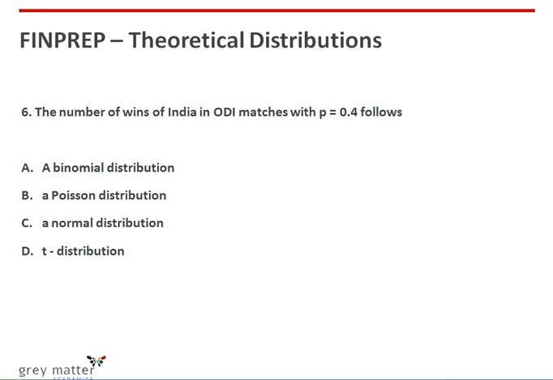Sixth question: the number of wins of India in one-day international matches with p equal to 0.4 will follow a binomial distribution, because it's discrete and we have number of matches as 1, 2, 3, etc. So the answer is a binomial distribution, or A option. We go to the answer which says A, which is a binomial distribution.